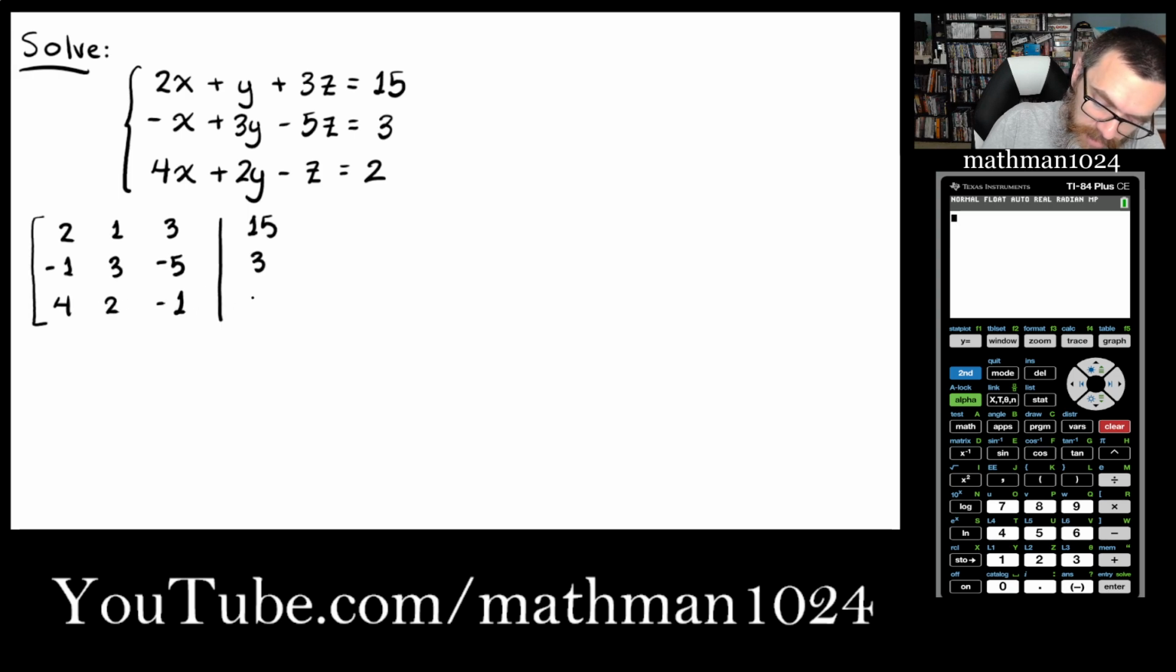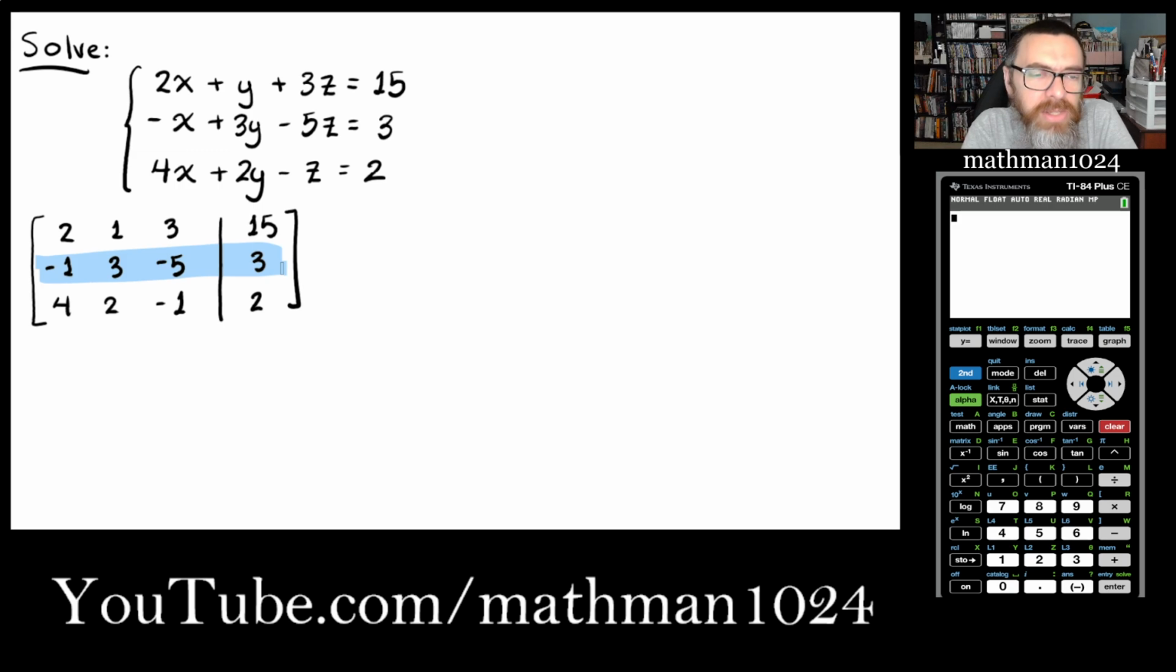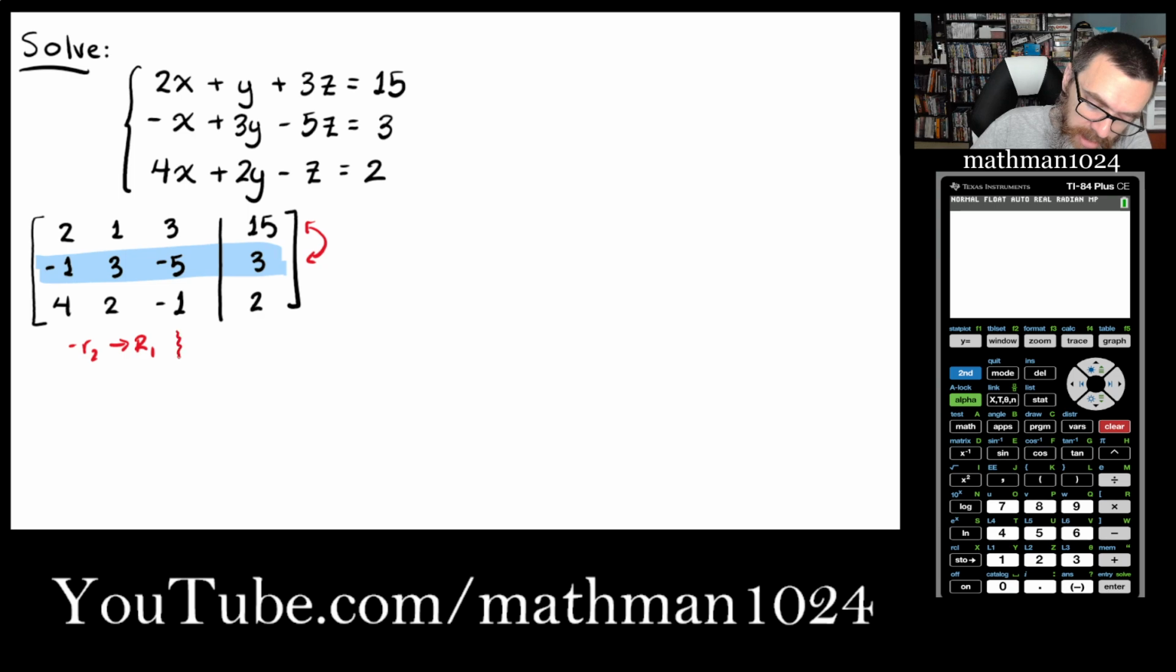All right, so for this system, I kind of want you to focus on this guy right here. The reason being is that you lead off with, well, it's not a 1, but it's a -1. So instead of trying to get a 1 for the lead off guy right here, which we could do, but that just would cause us to have a fraction for the rest of the way, let's swap these two rows. So we're going to swap these guys around, and when we do that, we're going to do negative row 2 and put that into row 1. At the same time, we're going to put row 1 into row 2.